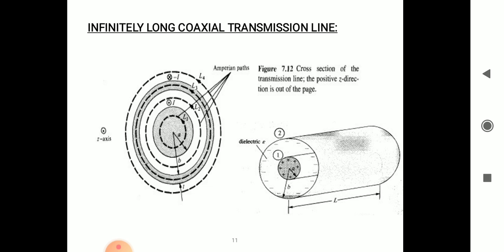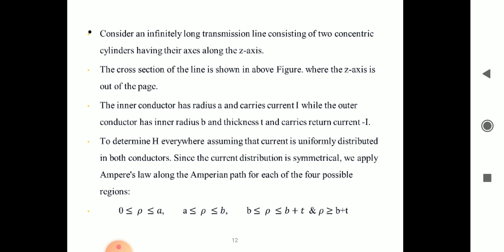Outer conductor, there is a negative one. The length of this coaxial line is L. You can see that. Consider an infinitely long transmission line consisting of two concentric cylinders having their axis along the z-axis. The cross section of the line is shown in the figure, where the z-axis is out of the page.